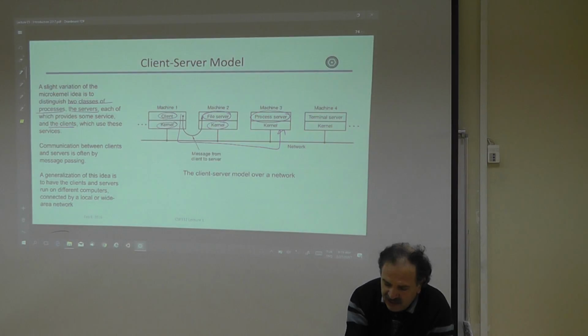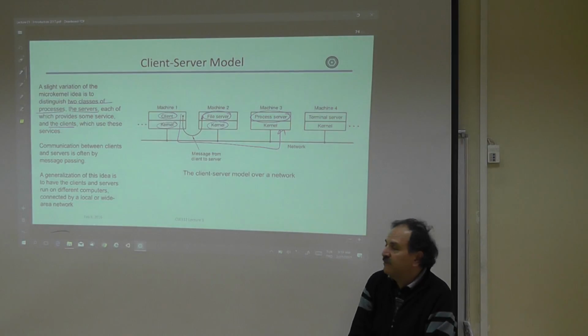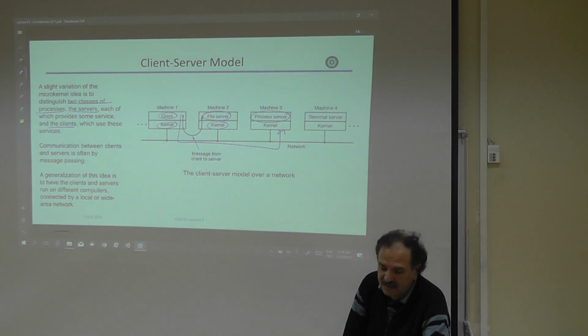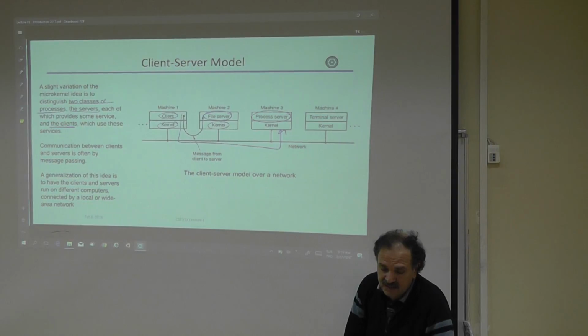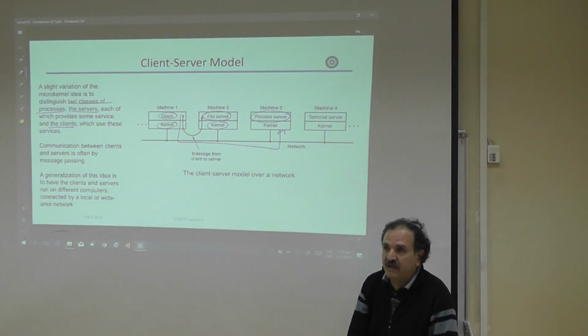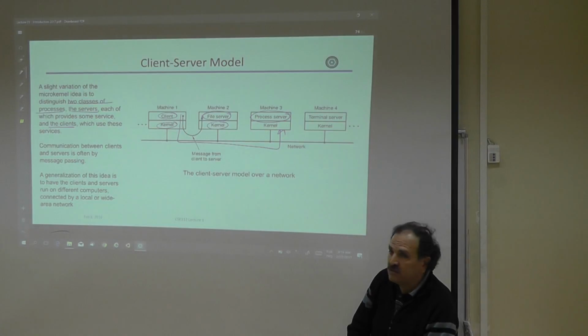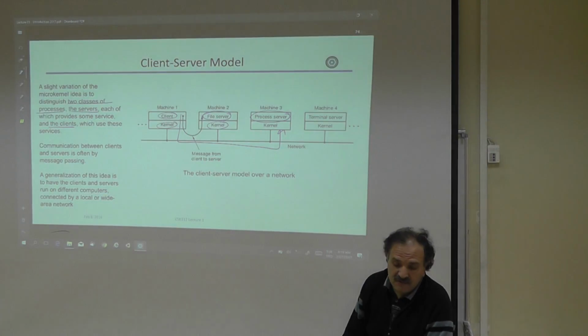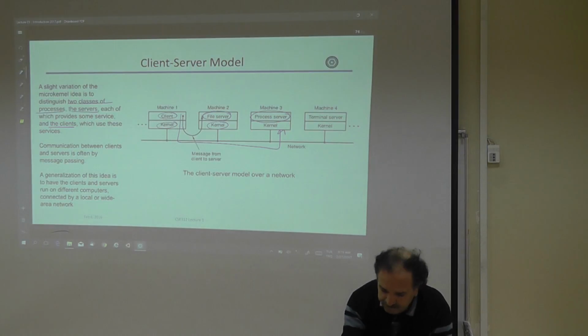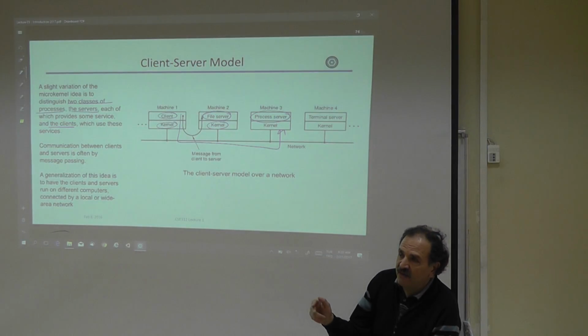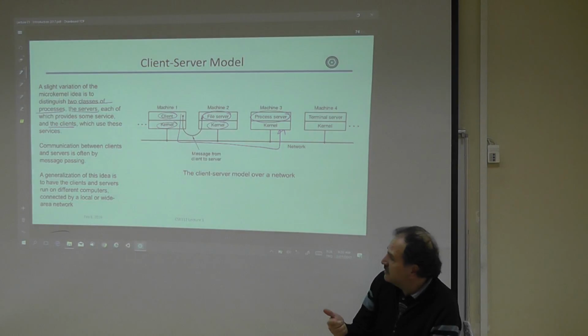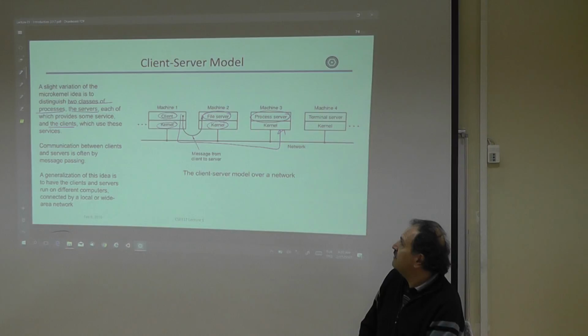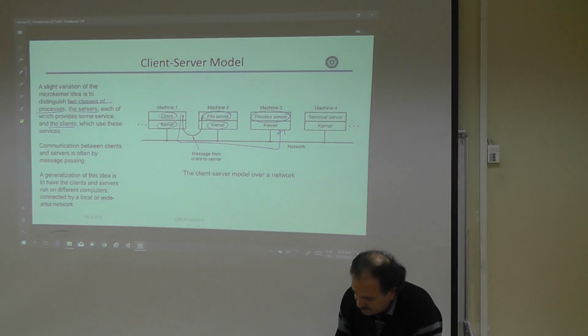Okay, when you generalize this to networks, then we have today's TCP/IP networks. In TCP/IP networks, the communication is done this way. It's called the client-server model, and there are operating systems designed using this idea. Okay. So this was the fourth way of designing an operating system. The first one was the monolithic, then we had the layered, then the ring-shaped operating system, then we had the microkernels, and we have the client-server model here.